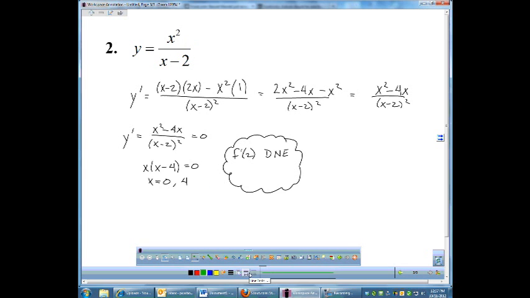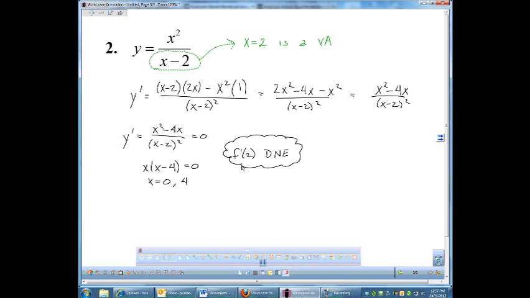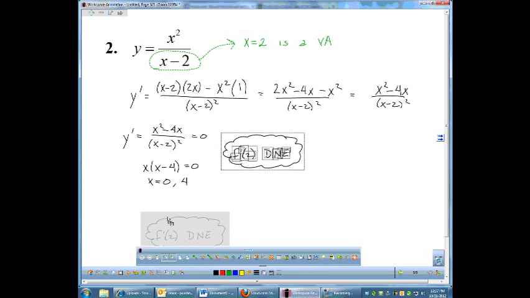And actually, this is something that we probably need to look for at the beginning of the problem. If your denominator equals 0, and it doesn't cancel, then that means we have a vertical asymptote at 2. So even though my derivative does not exist, it's not a critical number, because critical numbers are only when your derivative does not exist or equals 0, and you can plug it into the function. Since 2 does not work in my function, I can't consider 2 a critical number.